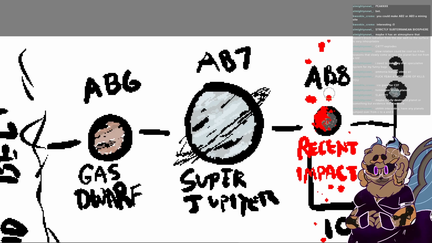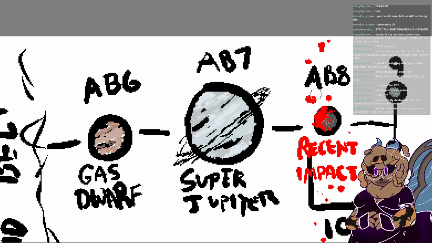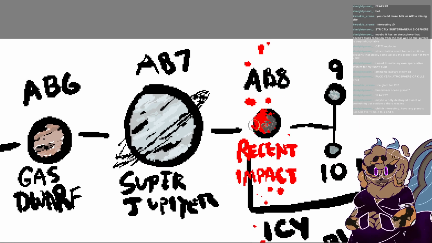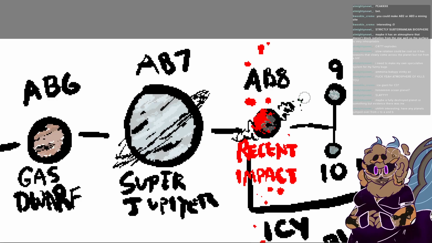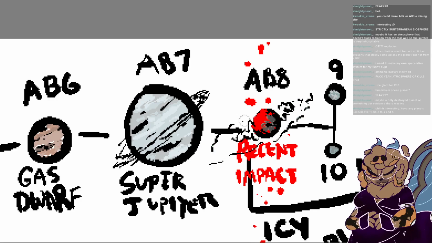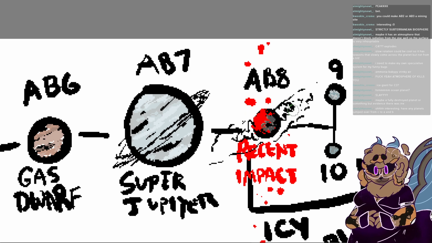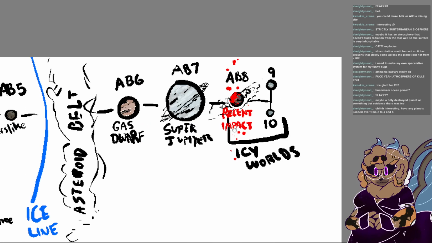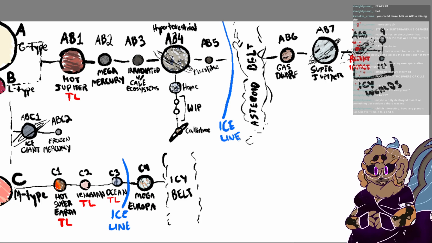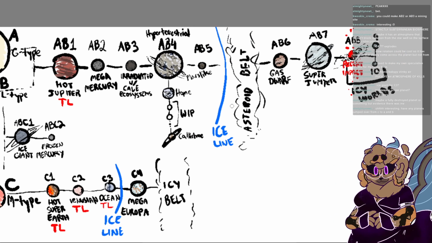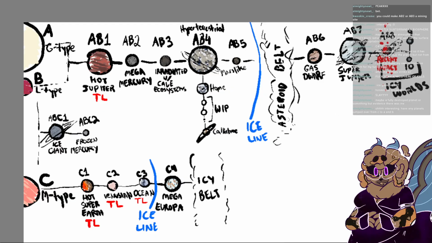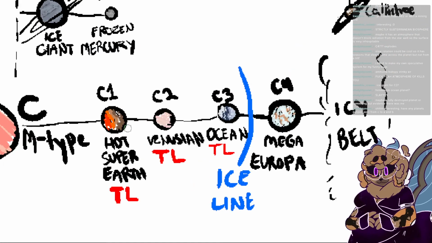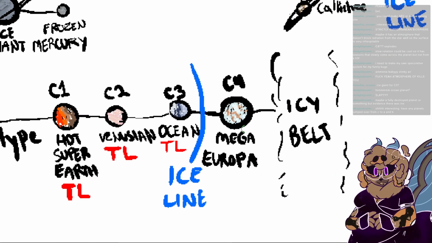Let's do that. And then AB8 here is going to have some very, very wonky rings, I think, from that recent collision. So they're going to be very unstable, very tenuous, but very large. So I think that should be all of the planets that have rings. So that's 1, 2, 3 planets with rings for AB. And I think for C, I don't think rings will be stable around any of these.